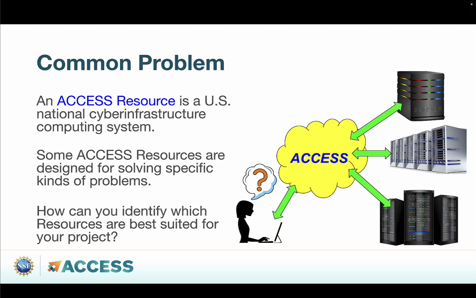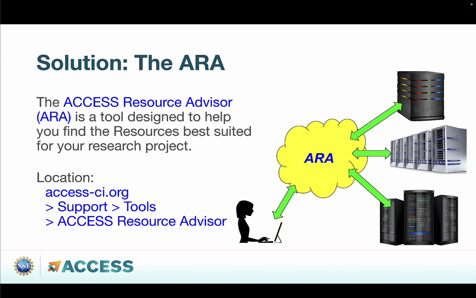For many prospective users, this creates a problem. How can you determine which resource is best for your particular project? One solution is the Access Resource Advisor, or ARA, which is a tool designed to help you identify the resources that are best suited for your particular project. It can be accessed by going to access-ci.org, going from there to Support, there clicking the Tools menu, and then selecting Access Resource Advisor from that menu.